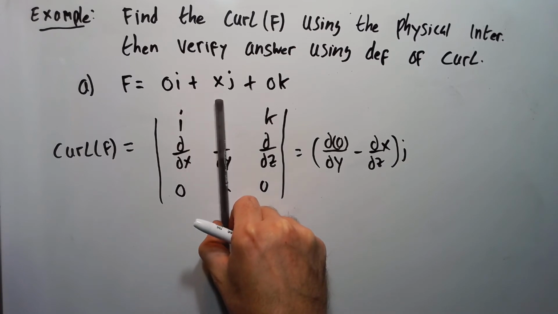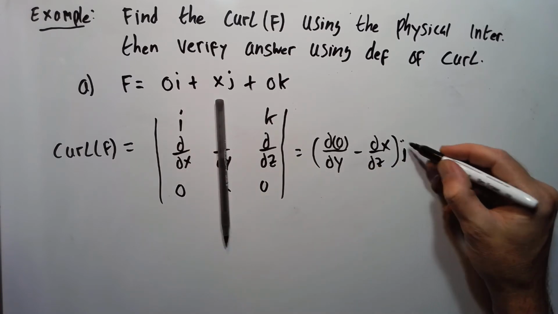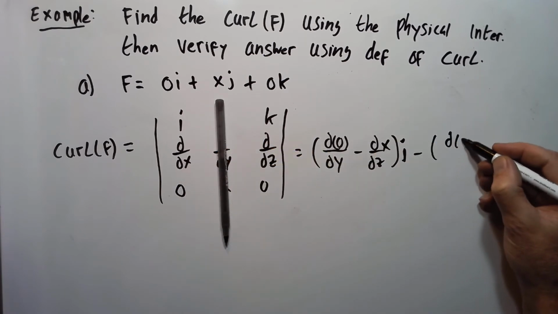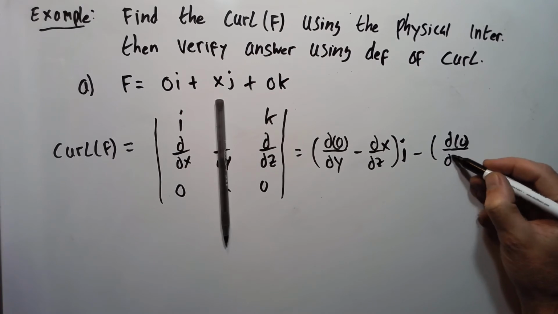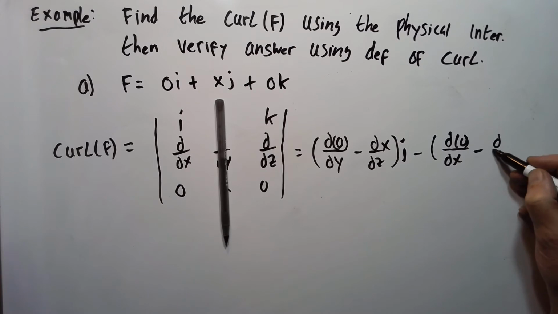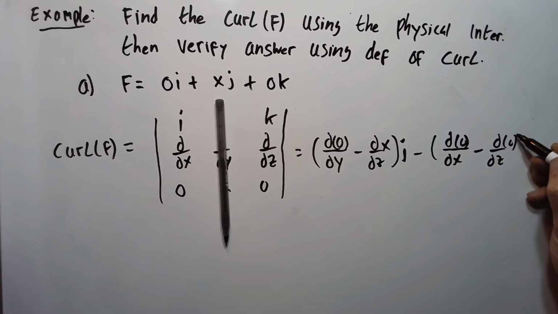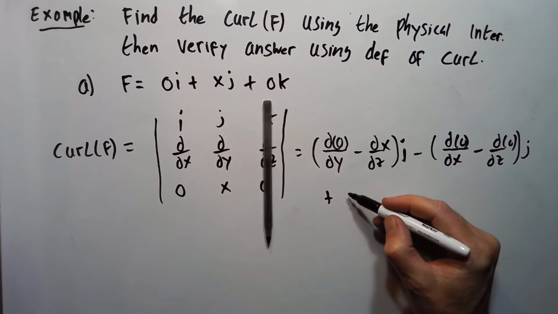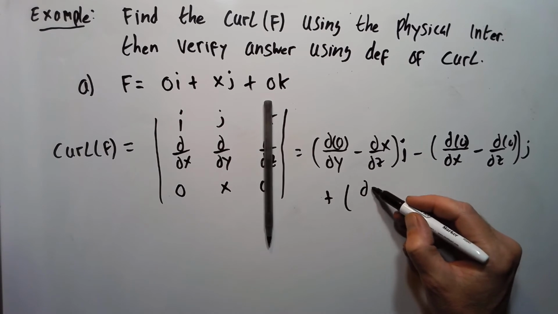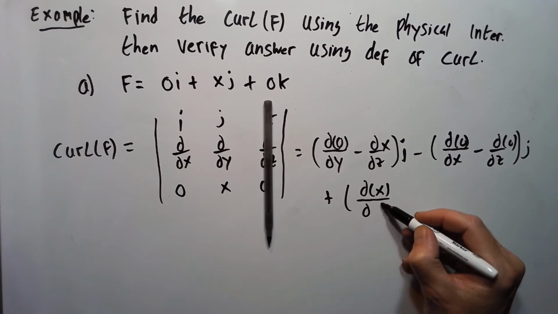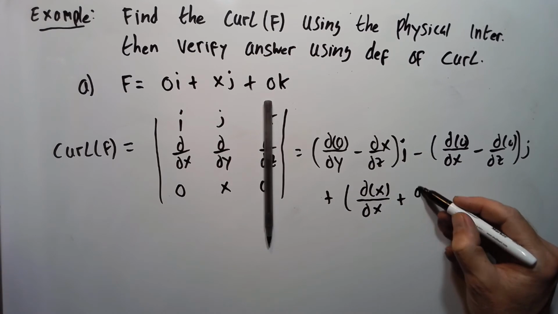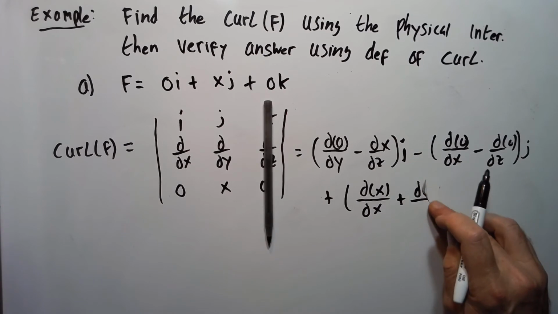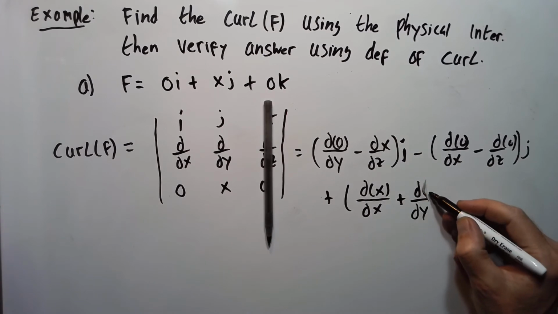Then we'll do J next. There's I. And then minus, so the J will be partial X operator acting on 0. Then minus partial Z operator acting on 0. That'll be J, then plus the K. Cover those. So it'll be partial X operator acting on X, and partial Y operator acting on 0.